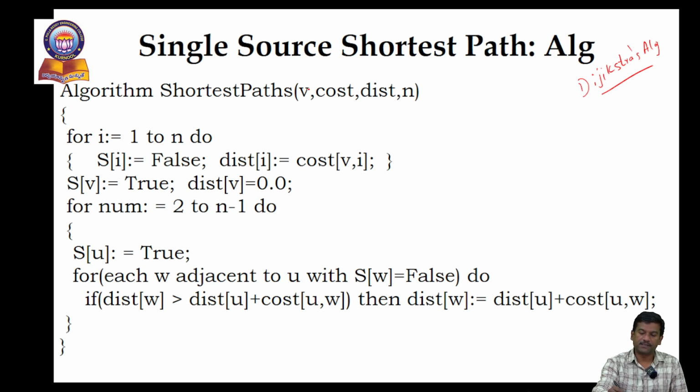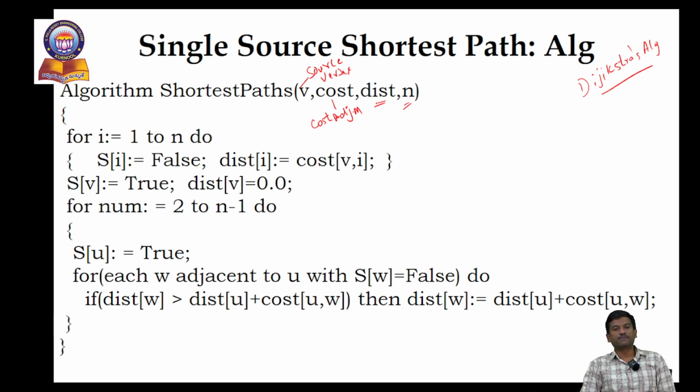So v indicates the source vertex. Cost indicates the cost adjacency matrix, and dist indicates the resultant part. This is where your values are stored after completing the algorithm. Whatever values are stored within your distance array indicate the shortest distance that can be reached from the source vertex to all other remaining vertices. And n indicates the number of vertices.